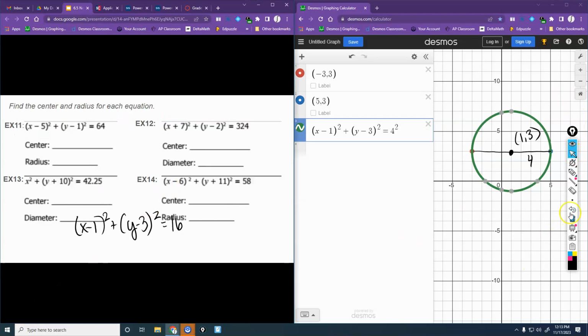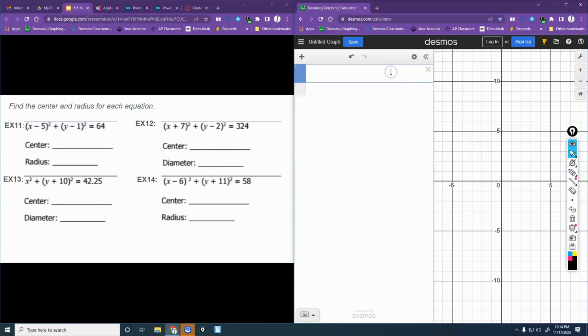these next ones ask us to go backwards from what we've been doing. They ask us to find the center and the radius. It's really very straightforward to find it from the equation as long as it is in standard form. However, you can always graph these if you need to. So if you've forgotten things or you're confused, type it in. And in fact, that sometimes helps a lot.